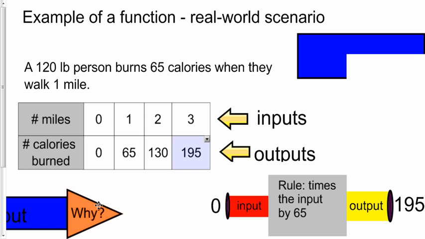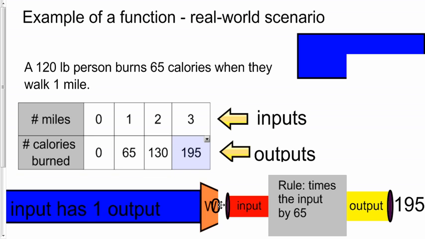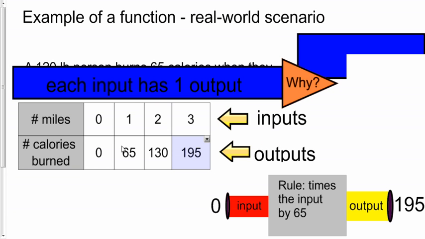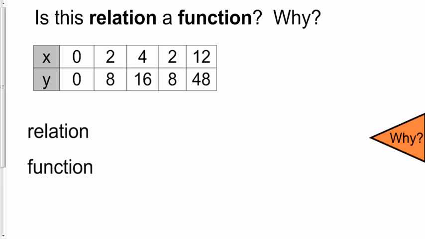Why is this a function there? Each input has one output. 0, 1, 2, and 3. It did not repeat. That means that if I plug 0 in 100 times, I should get 0. If I plug in 1 a million times, I should get 65 for this particular function. It's just this idea of it's following the rule every single time for any number you put in.